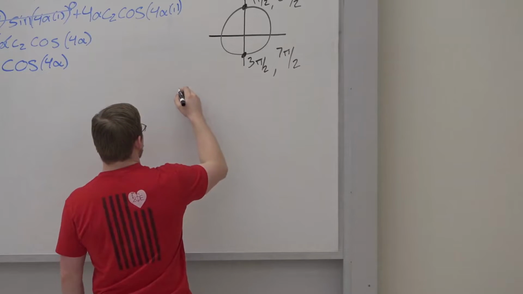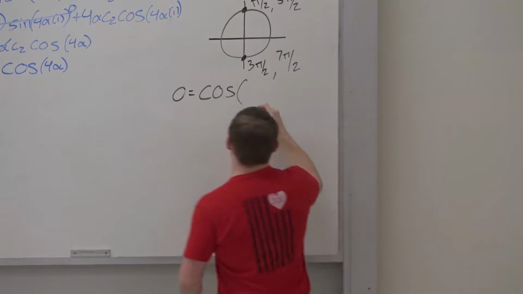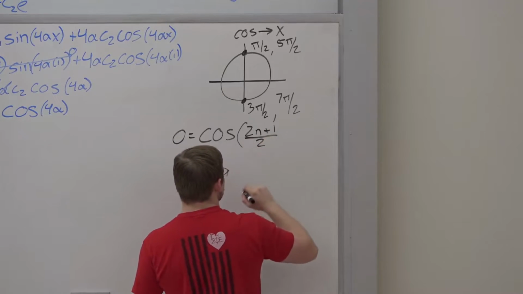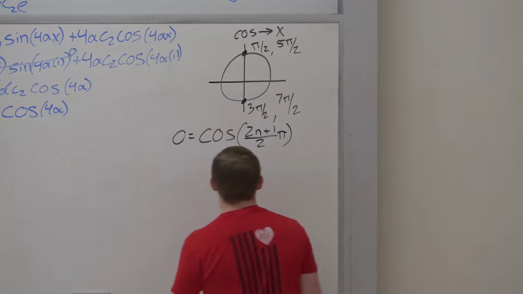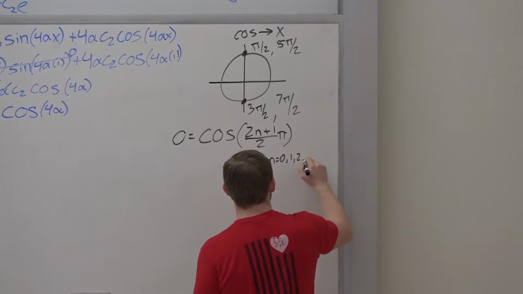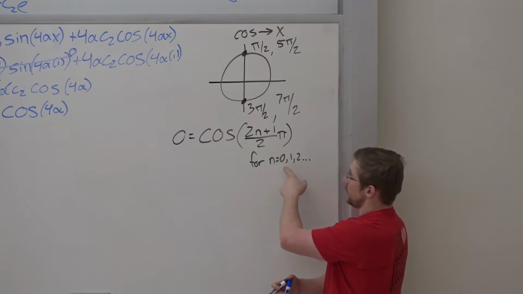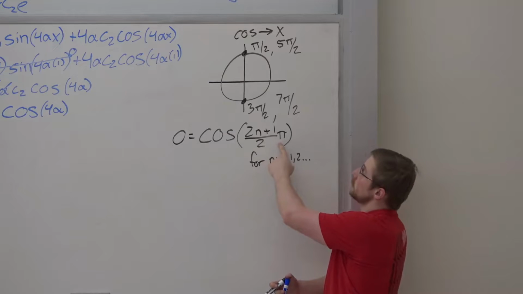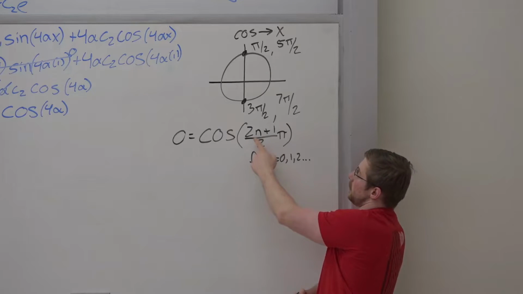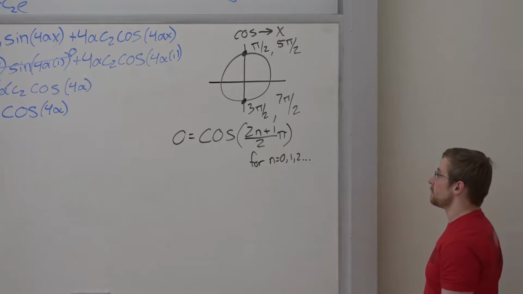Well, I know that I can write that as 0 is equal to cosine of an odd number. I can write as 2n plus 1 divided by 2 times pi. And this is going to be for n is equal to 0, 1, 2, dot, dot, dot. Because if I plug in n equals 0, I'm going to get positive 1 over 2 times pi, which is that first case. If I plug in n equals 1, I'm going to get 3 over 2 pi. Then I'm going to get 5 over 2 pi and 7 over 2 pi.